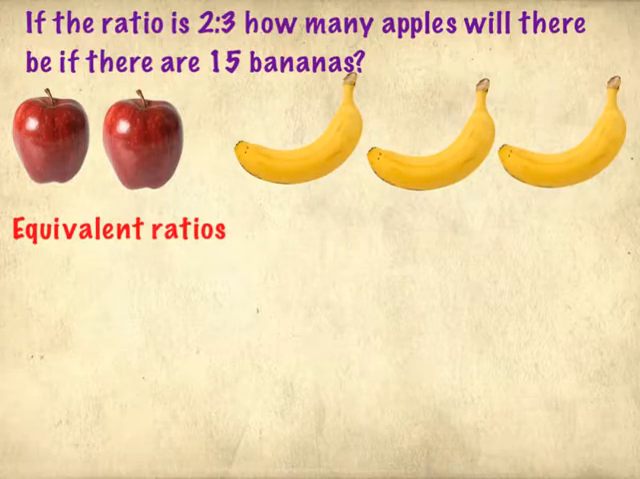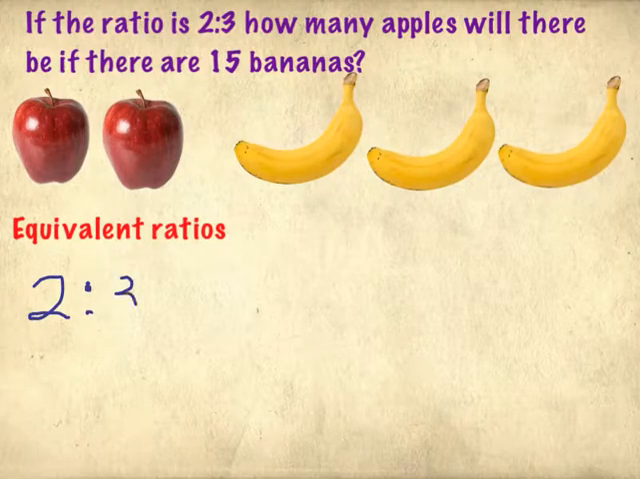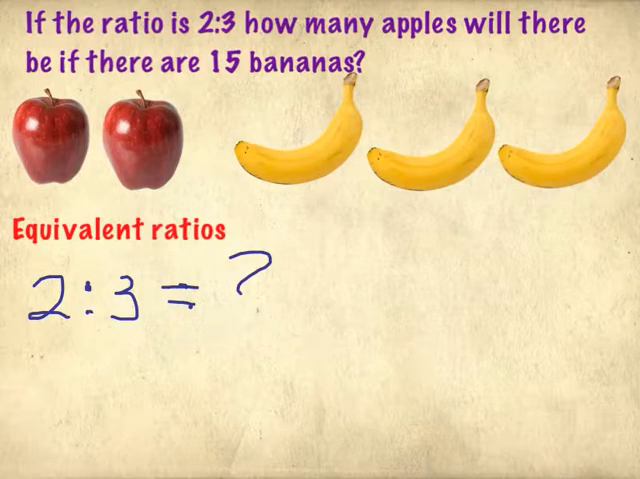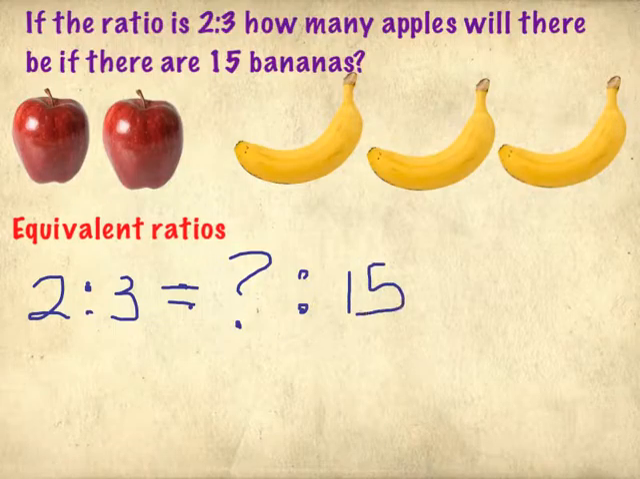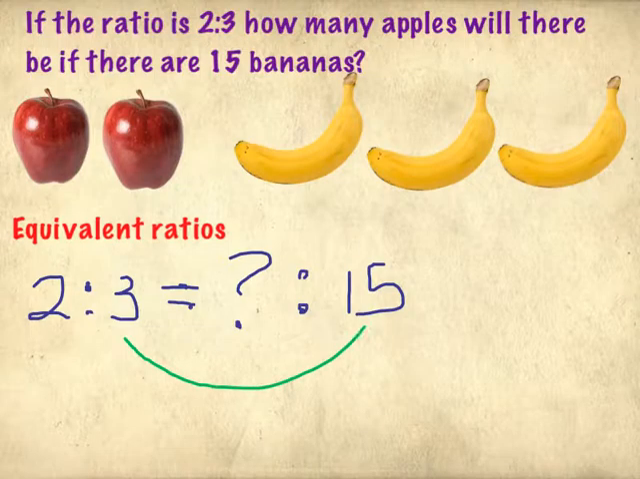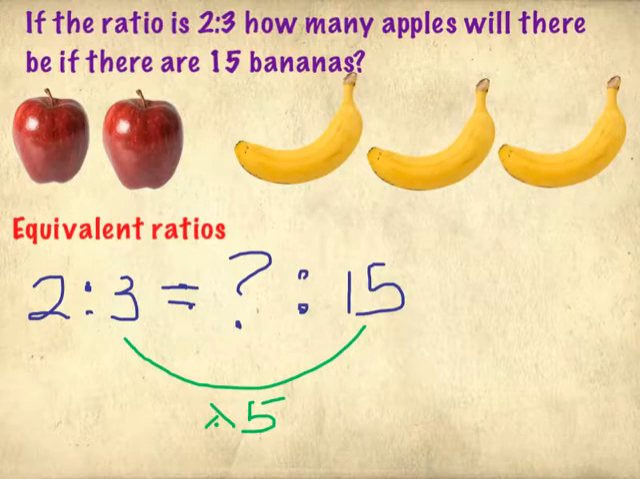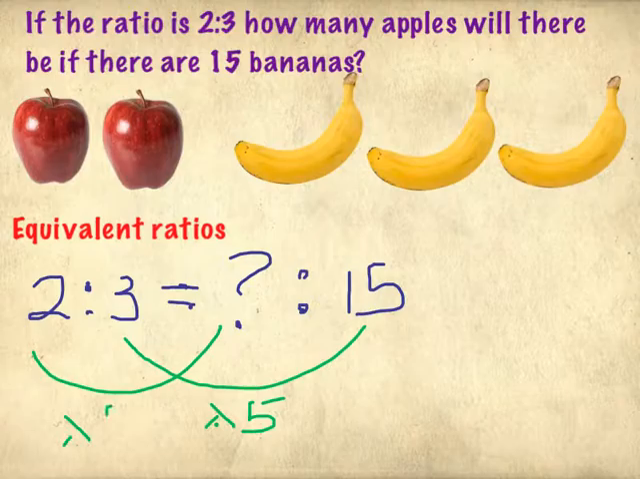To answer this question, I need to figure out, if I have a ratio of 2 to 3 and I need it to stay the same, what will it be when there's 15 bananas? So it's question mark to 15. The really easy way to do this problem is to find out what I did to the 3 to turn it into 15. Well, 3 times 5 makes 15. So the 2 is also going to be times 5, which will give me 10.